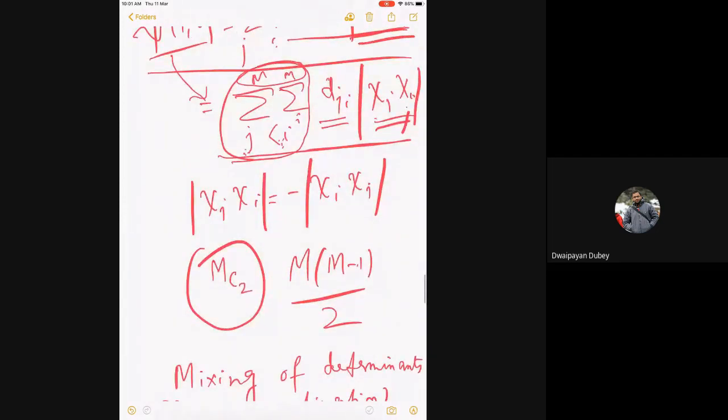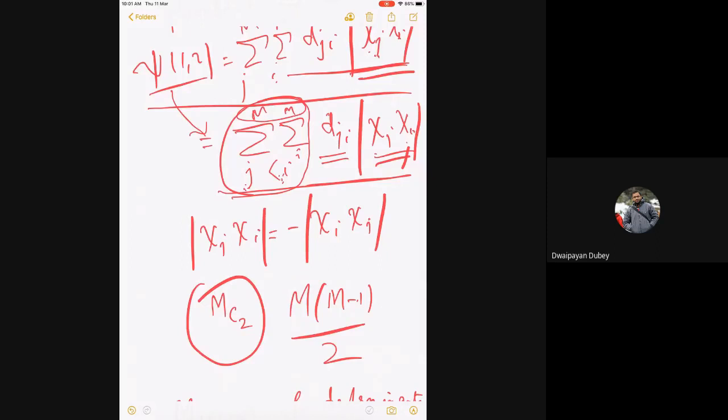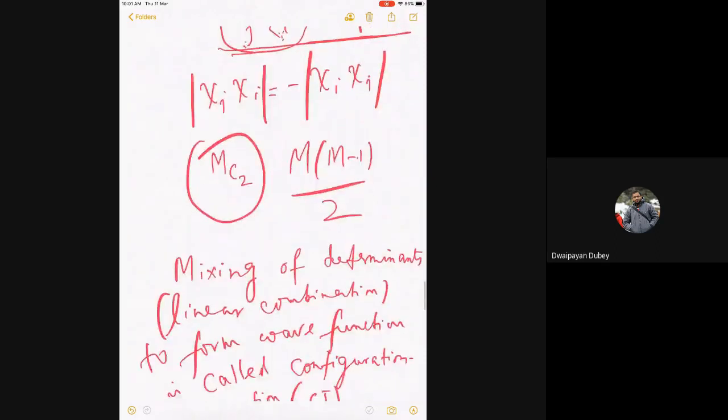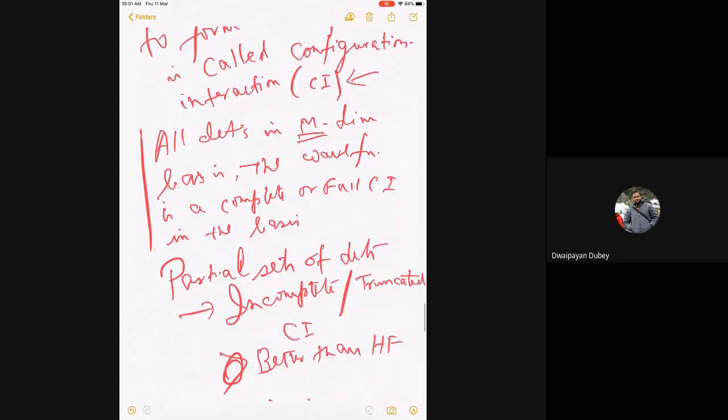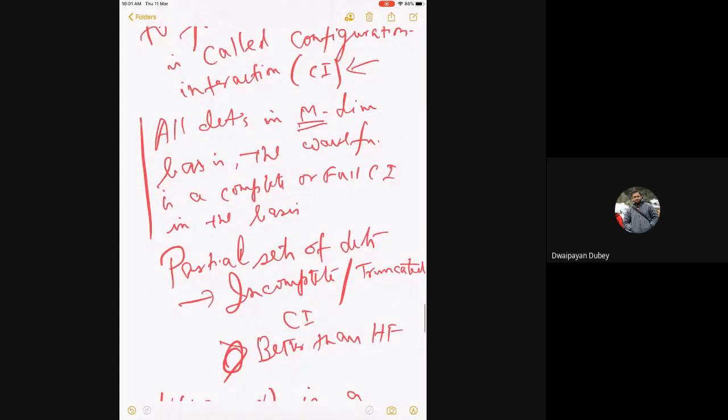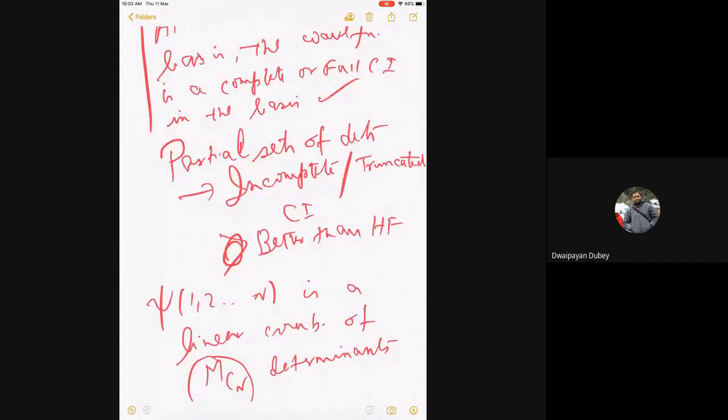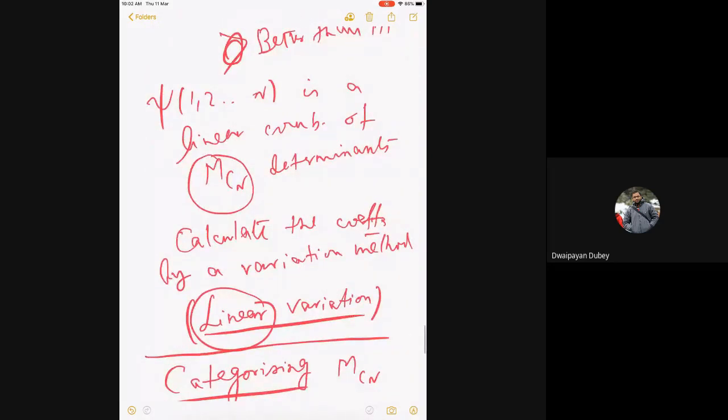And there you need not take all ij. You can take only j less than i. So it is MC2 number of determinants. This mixing of determinants to form a function is actually called a configuration interaction. And if I take all determinants in an m-dimensional basis, then it is called complete CI. If you take partial, then it is called truncated CI. And very often we are forced to do truncated CI because MCN is still very large.